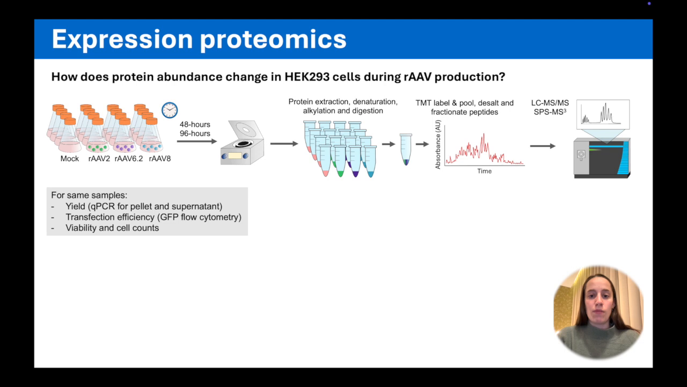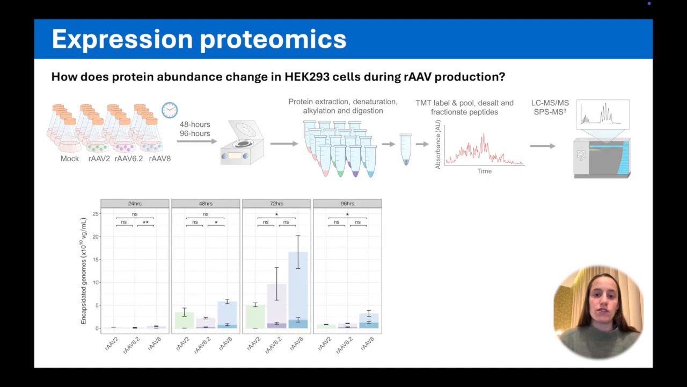To do this, I compared non-producing mock control cells to the production of different AAV variants, or serotypes, namely AAV2, 6 and 8, and this was done at multiple time points post-transfection. Importantly, the same production protocol was shown to lead to significantly different yields when producing different AAV serotypes, as is shown on the graph here.